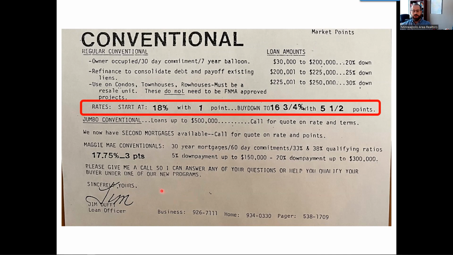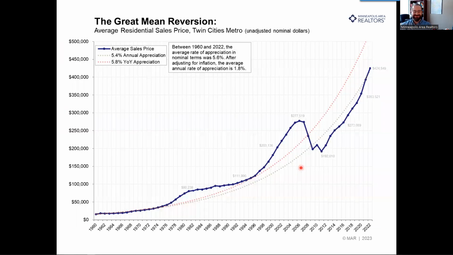Anybody know Jim Duffy? Feel free to page him. There's his pager number, 538-1709. The Great Mean Reversion, you guys. I know some of you have seen this one. I like to pull this one up.